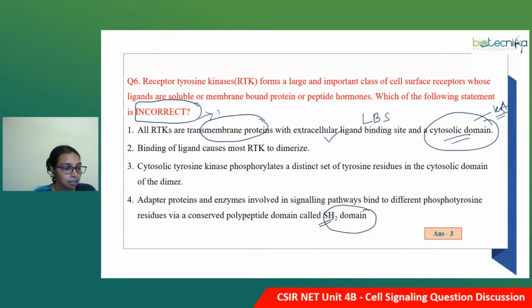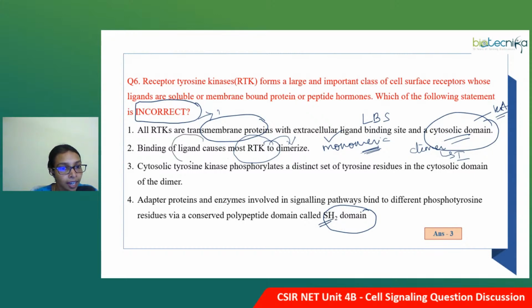Then, it's okay, I will remind you. Binding of ligand causes most RTK to dimerize. Actually, you provided the correct explanation, Sunshine, but you could not give the right answer. But no problem, see why your answer is incorrect. As you told, most of these receptor tyrosine kinases are monomeric by nature. Only in some exceptional cases they are present in dimer form, for example, the insulin receptor. But in the majority of cases they are monomeric by nature.